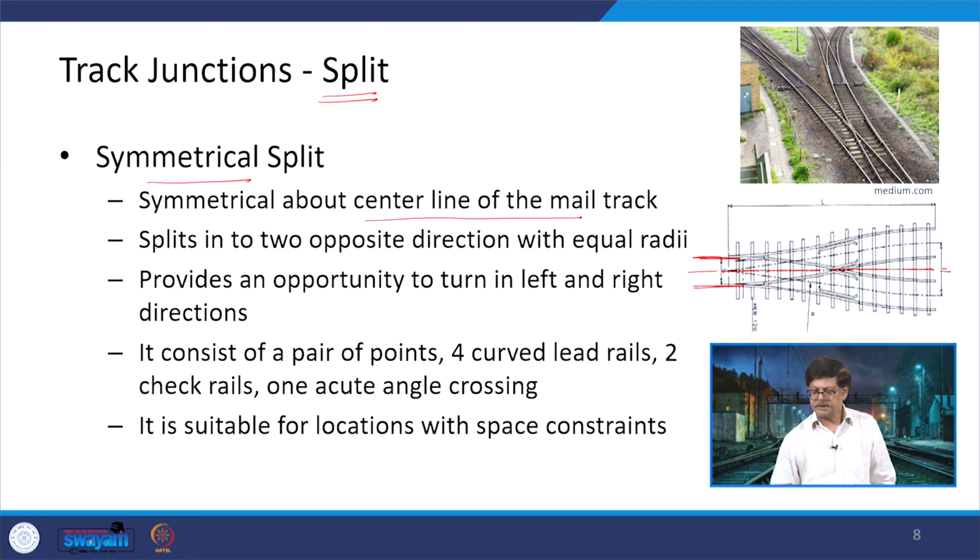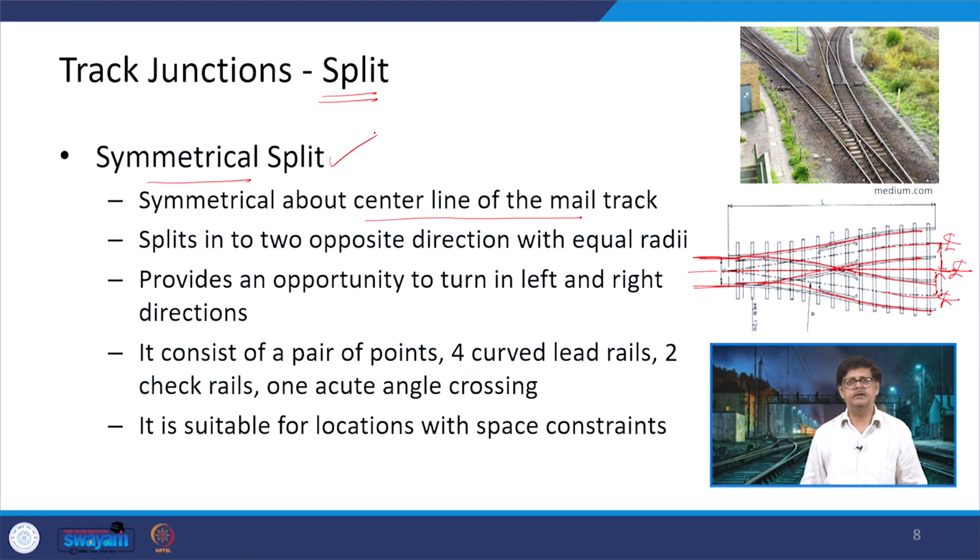With respect to this center line, a track is going out in this direction as well as in this direction. So, the deviation with respect to the center line of the deviated tracks: this is the center line of one deviated track, this is the center line of the other deviated track, whereas the original center line is here. If the distance between these two is the same, then it is a symmetrical split.